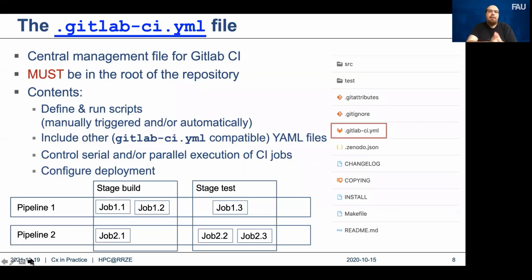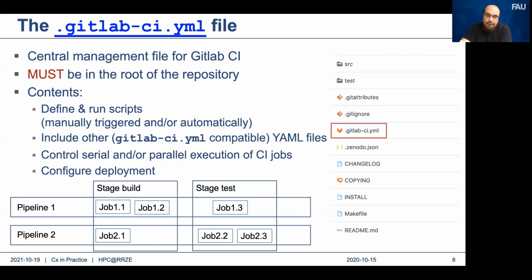So the GitLab CI file is the central management file for GitLab CI. You can include other files, but this one must be present in the root of the repository. As you can see here, source and so on, the makefile, and directly here we have the .gitlab-ci.yaml.